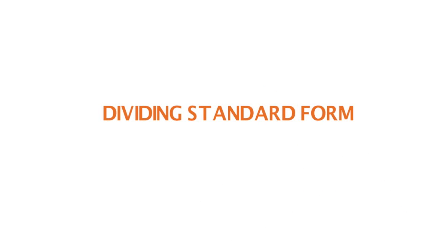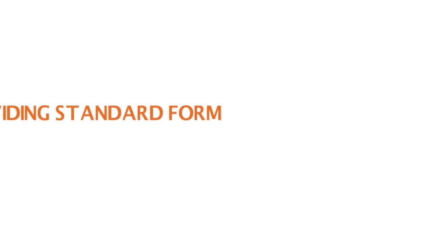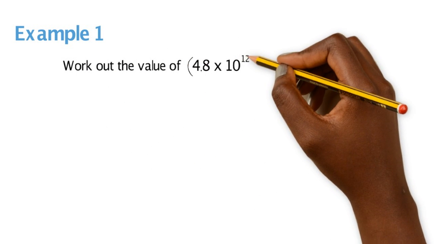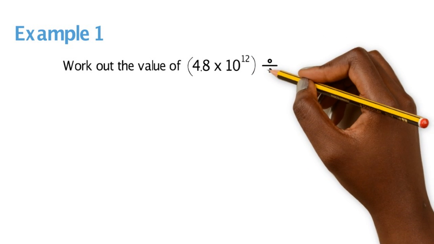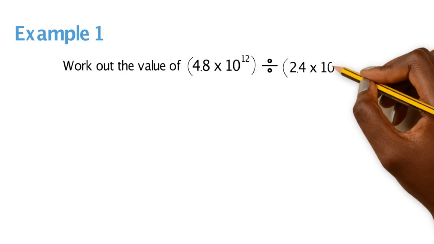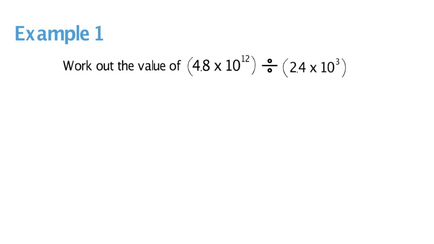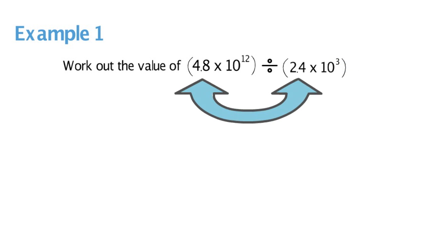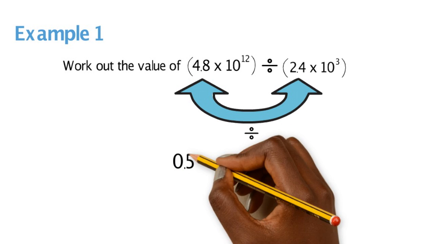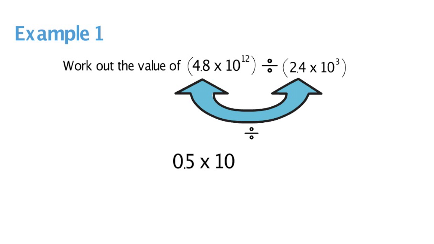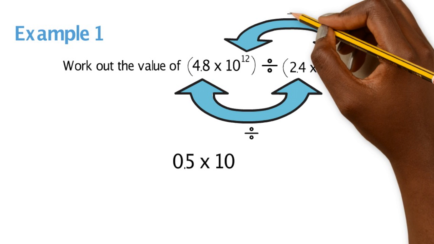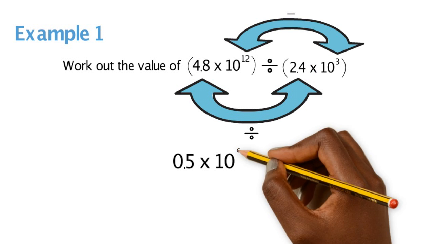Now, when it comes to dividing standard form, okay, so example 1. If a question says work out the value of 4.8 times 10 to the 12 divided by 2.4 times 10 to the 3. So because you're dividing now, the two numbers in front of the standard form, we're going to divide them. And that would give you an answer of 0.5 times 10. And then whenever you're dividing, you take away your powers. So that would leave you to the power of 9.